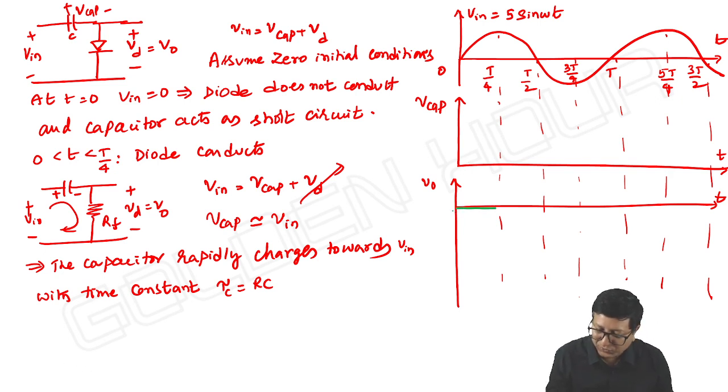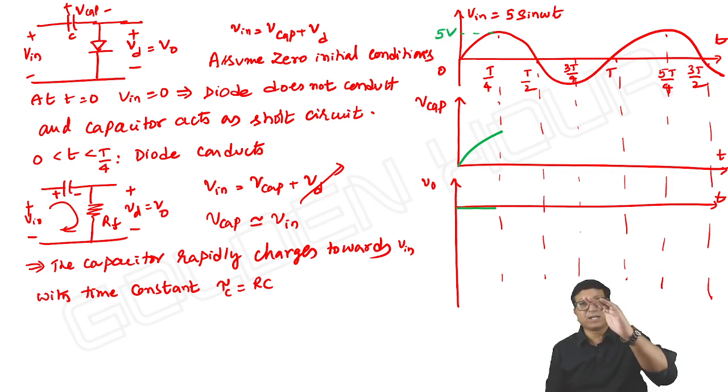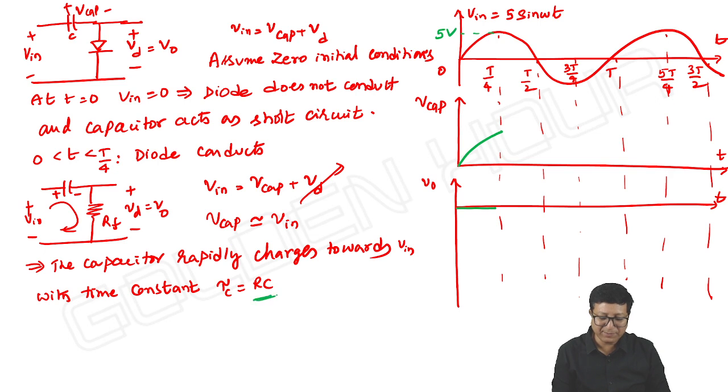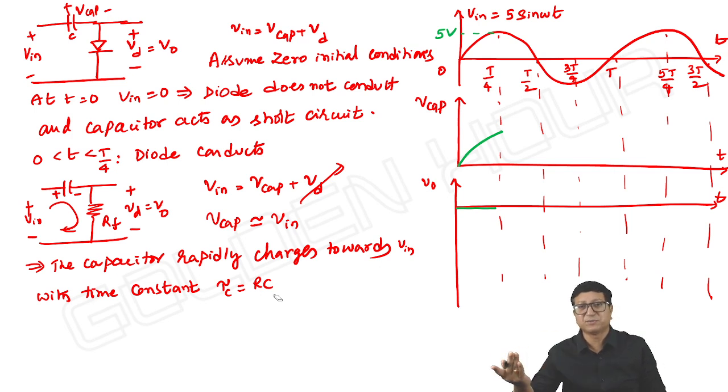If you take the waveforms, V output is almost 0 and the capacitor is rapidly charging towards the input. Input has a peak amplitude of 5 volts. But strictly speaking, first the input rises, next the capacitor tries to capture the input. There is a small delay. Anyway, there is a time constant possible practically speaking. Okay, the capacitor is rapidly charging and almost equal to the input voltage, we can say.